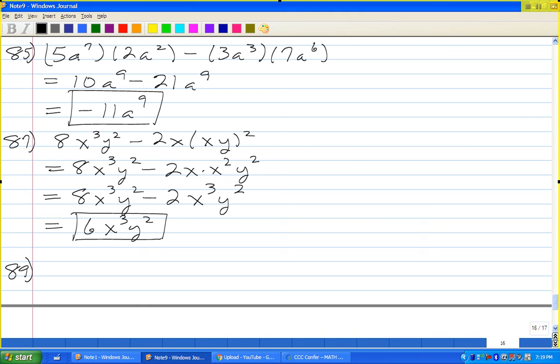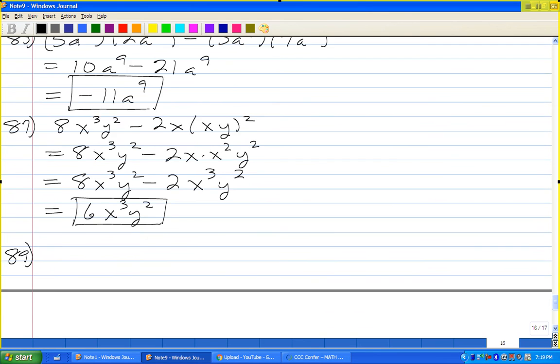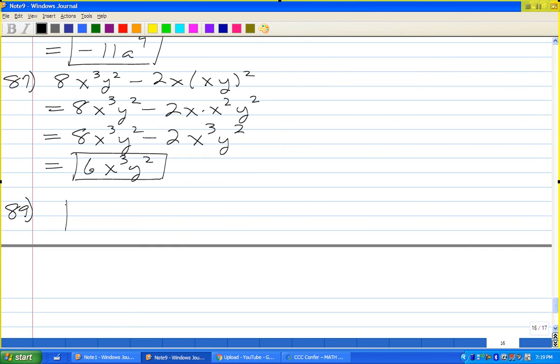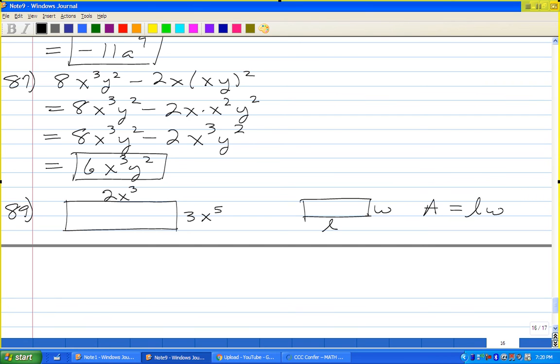In exercises 89 through 94, find the area of the figure. So I have here a rectangle, and it's 2x cubed and 3x to the 5th. So just recall, if this is a length and a width, then the area is length times width.